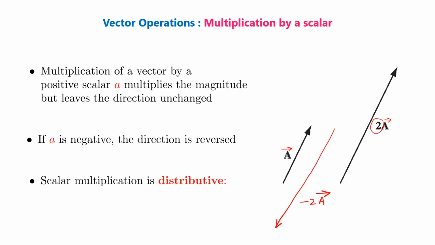And scalar multiplication is distributive. That means a scalar a multiplied by vector A plus B is equal to scalar a multiplied by vector A plus scalar a multiplied by vector B.